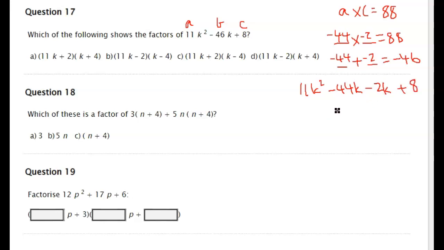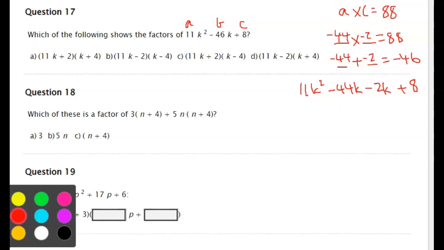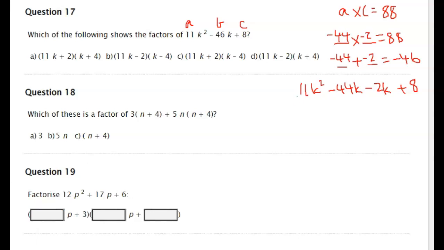And then we factorize by grouping. So I say, well, what is the factor of, actually I might use two different colors here. We're going to be grouping. We're going to look at this first part, we'll call that the green part, and then this second part is the purple.